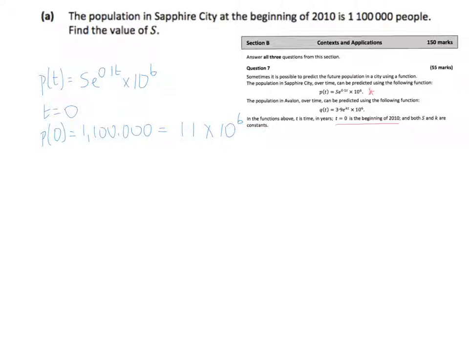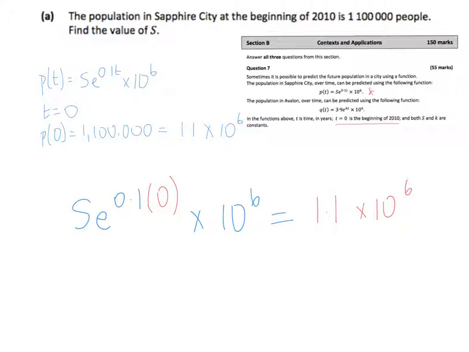Okay, and so now I can begin with my basic substitution. So here I'm going to have S, e to the power of 0.1, and instead of t, obviously I'm going to write in t is equal to 0, multiplied by 10 to the power of 6, and that's equal to 1.1 by 10 to the power of 6. So the first thing that I notice in order to make things a little bit easier for myself is I have 10 to the power of 6 here, I have 10 to the power of 6 here.